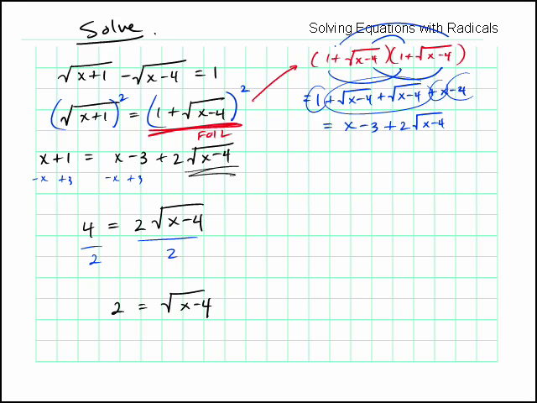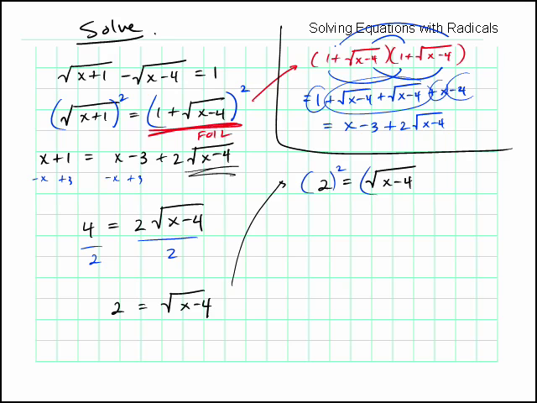And now I'm ready to square both sides one more time. So I'll write it up here now. Square both sides again. And that will give us 4 equals x minus 4. And so x equals 8 is our possible answer.